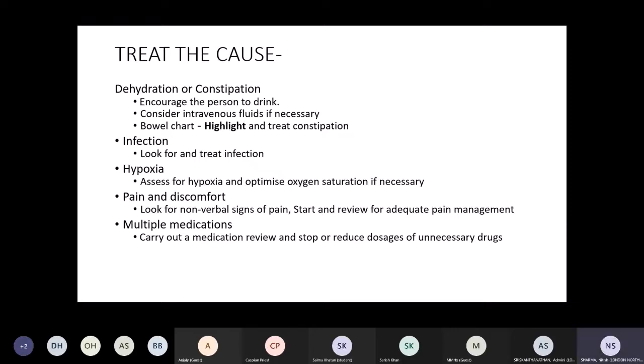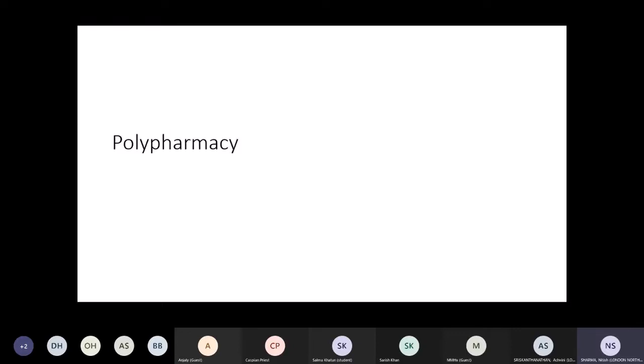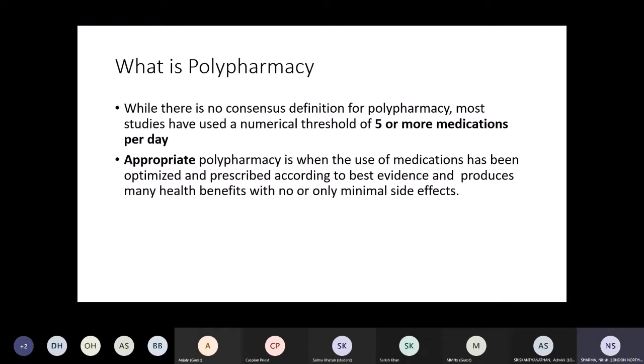So multiple medications. As Ollie was telling, sometimes there would be medications which were started ages ago and are not needed at the moment, which would only lead to polypharmacy and cause delirium. So this leads on to our next topic, polypharmacy. What is polypharmacy? While there is no particular definition or consensus, most studies say that it would be a threshold of 5 or more medications per day.